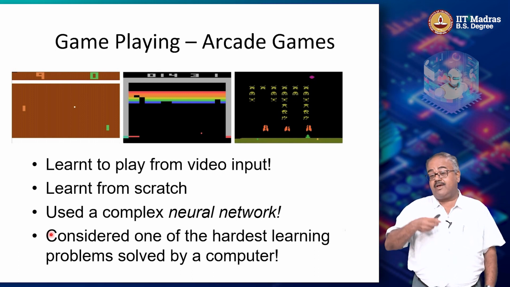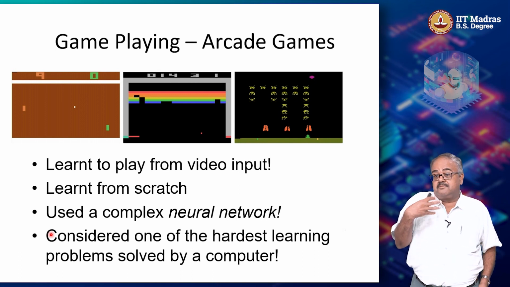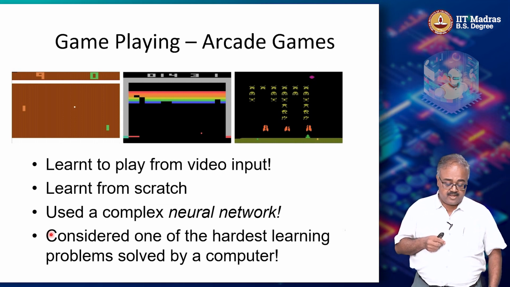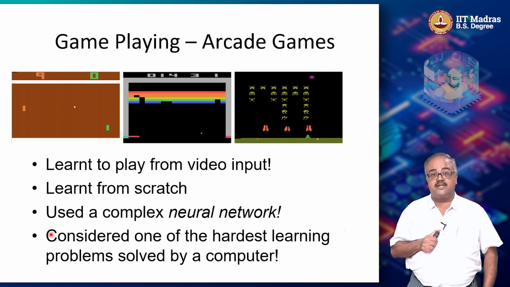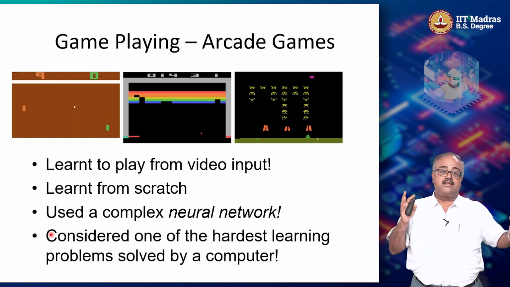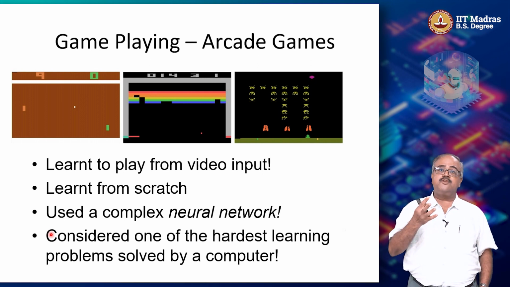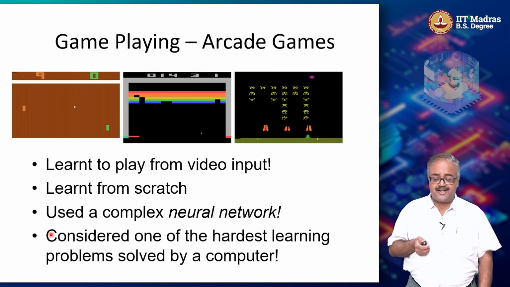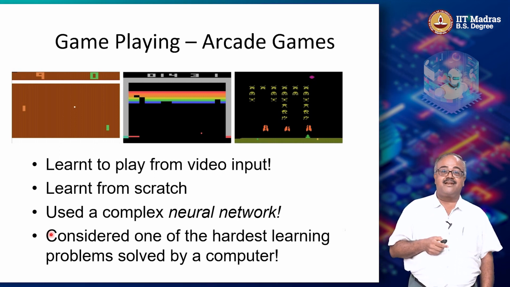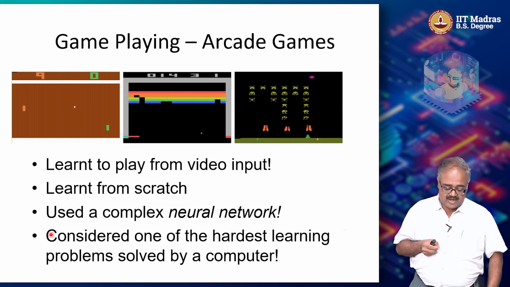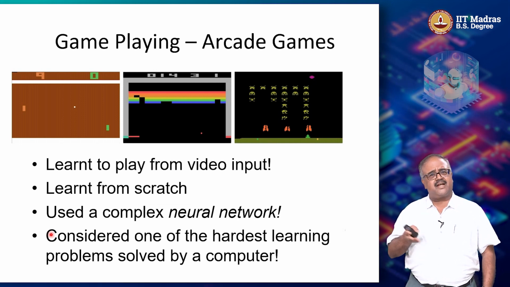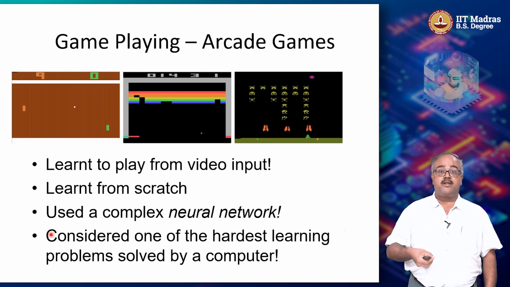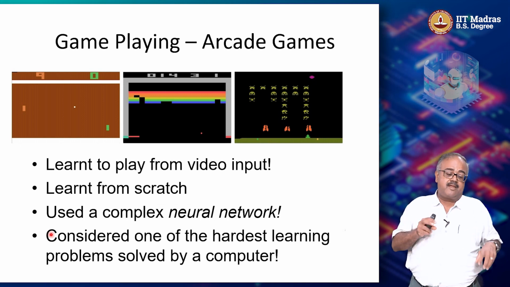Not only did it learn to play the game well, it started beating human level performance. It started doing better than what a human being would score on these games, right? And it used complex neural networks. All of you have finished the deep learning course by now, so you know that there are many complex neural network architectures. It used one such neural network. I mean, by today's standards, it used a very tiny neural network. But back in 2014, people were very thrilled that it managed to solve this problem. And at that point in time, playing the Atari games from scratch was considered one of the hardest learning problems solved by a computer without any human input. So that became a big thing, right?